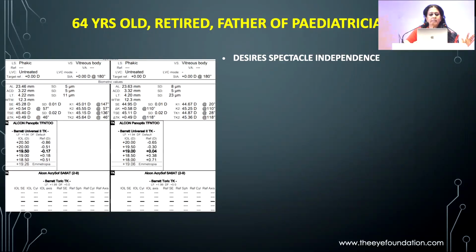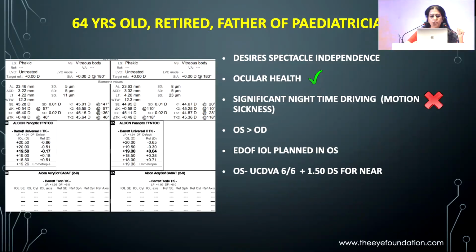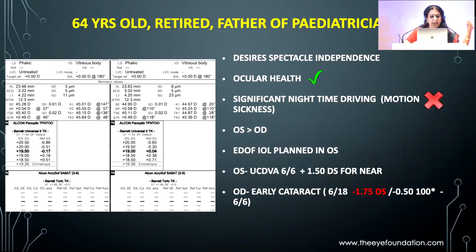This is a 64-year-old retired man, father of a pediatrician, wants spectacle independence, but has to do night driving because he gets very nauseous if he doesn't drive because of motion sickness. For what we did, we noticed that the astigmatism component was not very significant, did an EDOF on one eye, but the other eye had very early cataract. We told him that we would give him a little monovision of myopia in the other eye so that he gets good near vision, and he was happy at that.